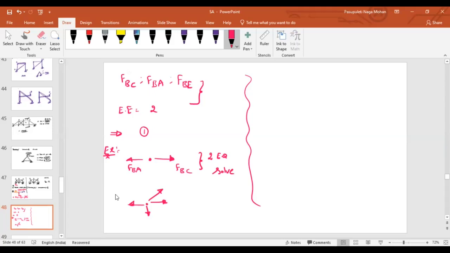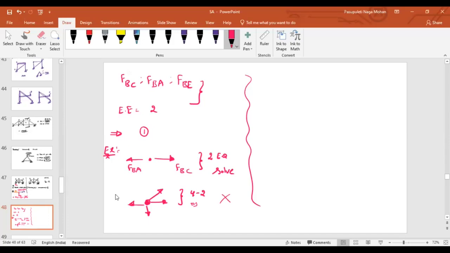Now how many members are connected at this joint right now? 4, right? How many equilibrium equations? 2. Can we again solve it? We cannot, right? By using equilibrium equations, we cannot. If we want to get all these forces, then how many extra equations do we need then?